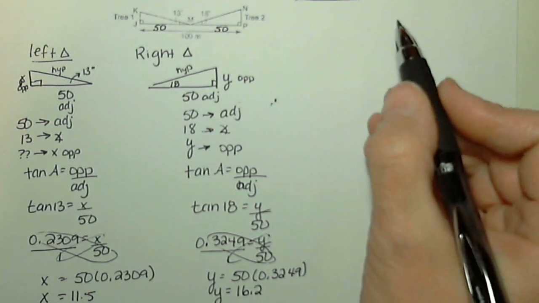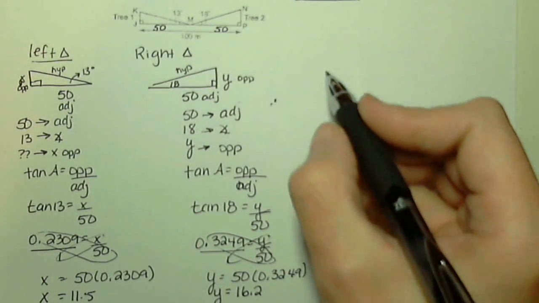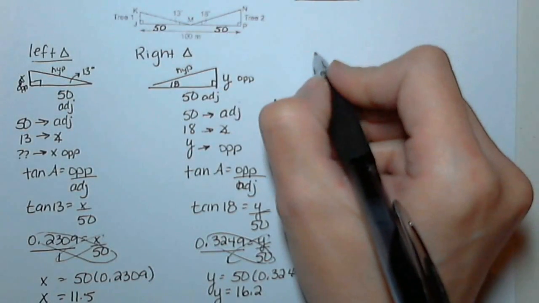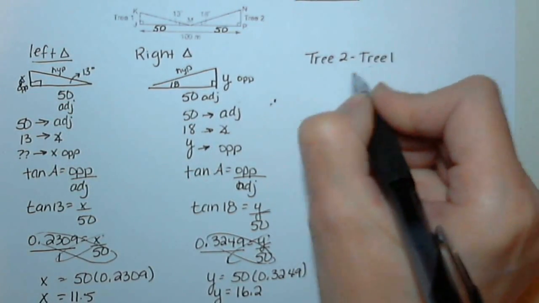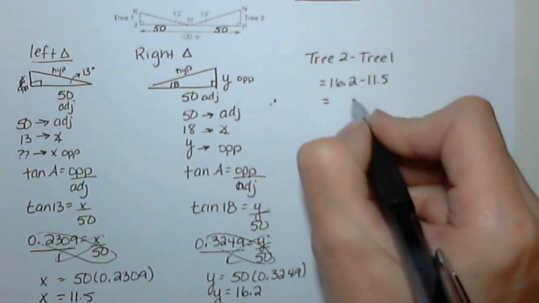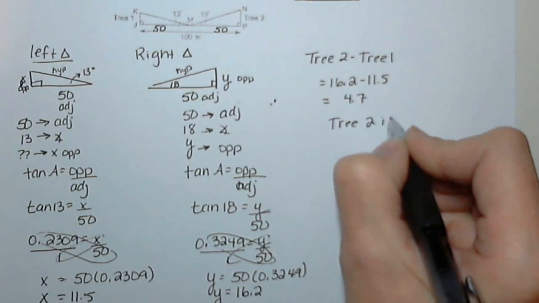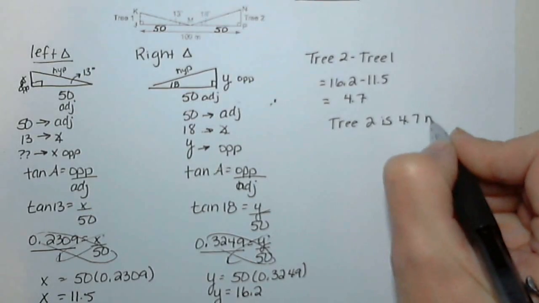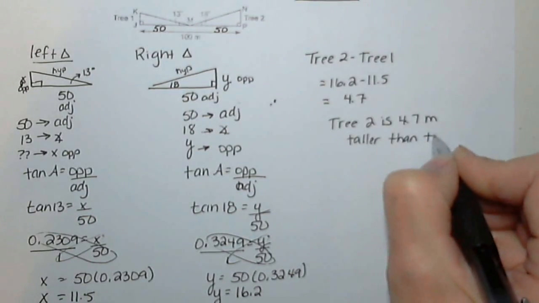Now the question asks, how much taller is one tree than the other? Well, if this tree is 16.2 and this tree is 11.5, to figure out how much taller one is than the other, we're going to subtract. So tree 2 minus tree 1 is equal to 16.2 minus 11.5, which comes out to be 4.7. So tree 2 is 4.7 meters taller than tree 1.